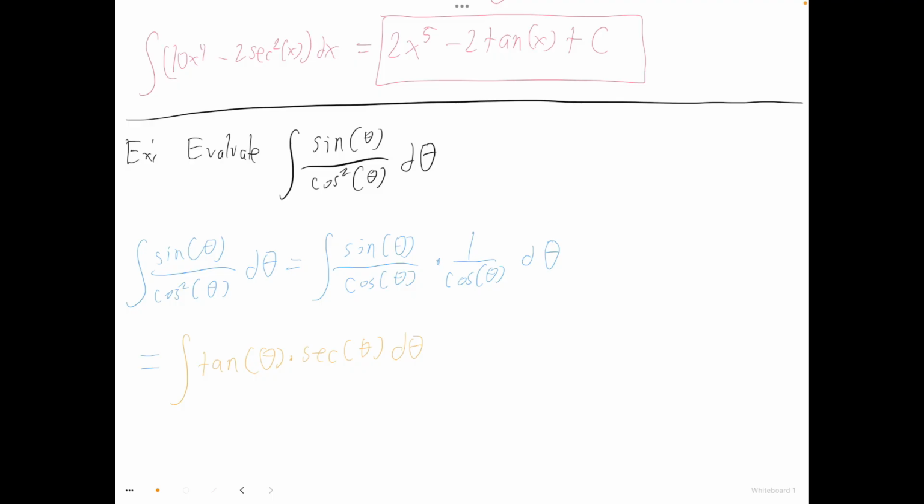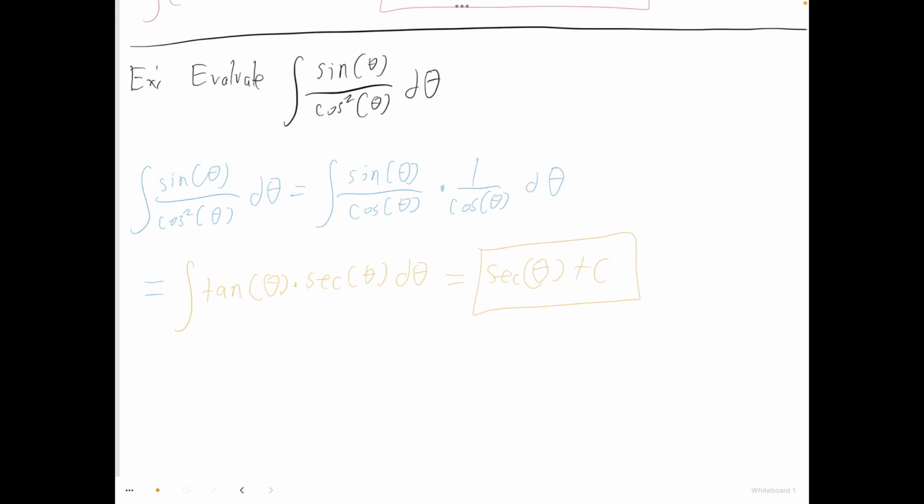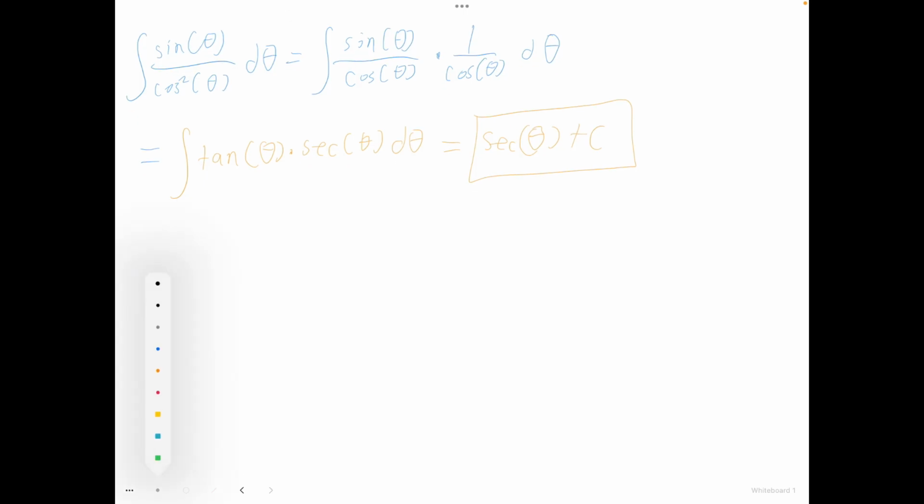So now we want the antiderivative of tangent of theta times secant of theta. But we know that that is the antiderivative of secant, and so we get secant of theta plus a constant. And so the indefinite integral of sine of theta divided by cosine squared of theta is just secant of theta plus c. Okay? And so that is what we have found for that example.